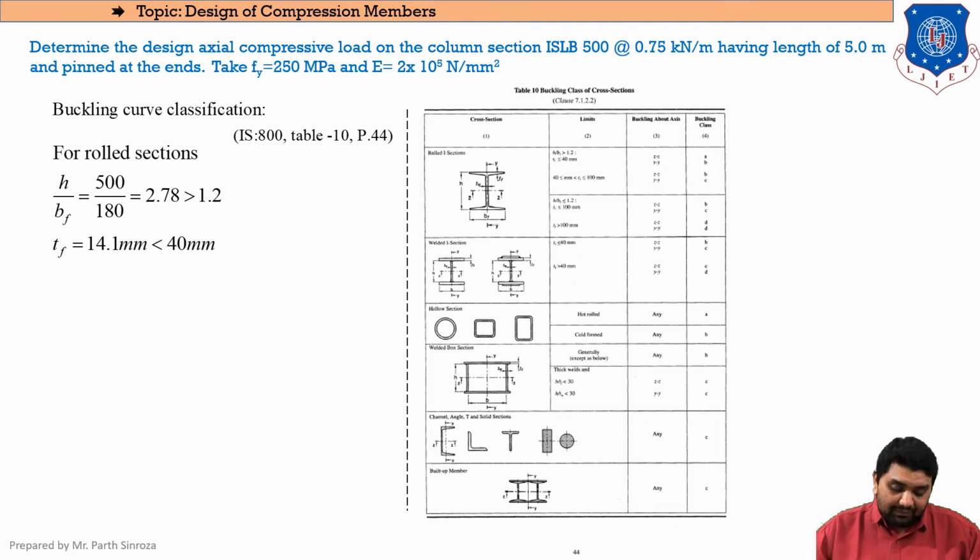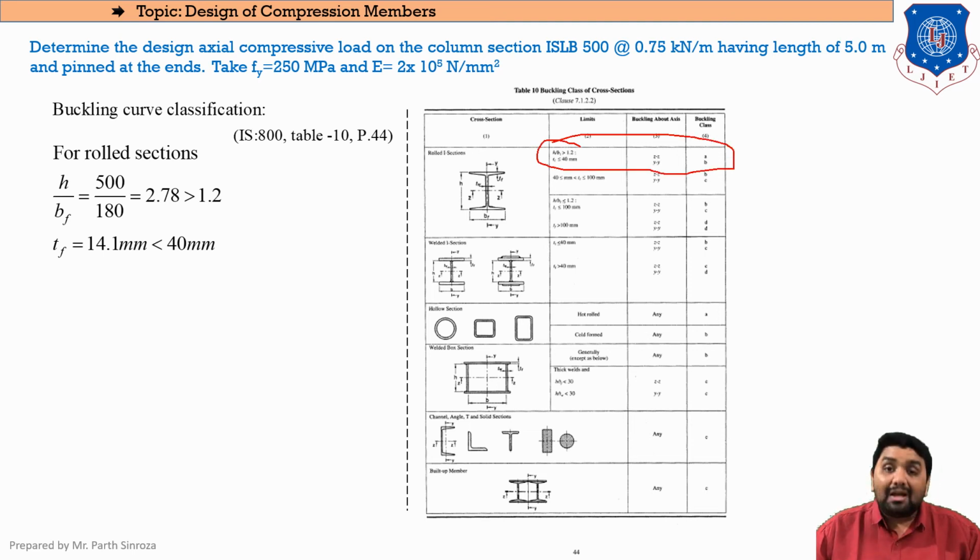So now we will be classifying which case we will use, the upper case or lower case. For that we'll be needing the TF value that we obtained from the steel table. So the TF, that is 14.1, is less than 40. So here we will be using this upper case in this sum.